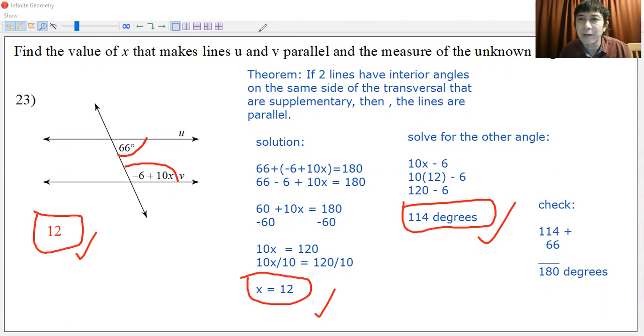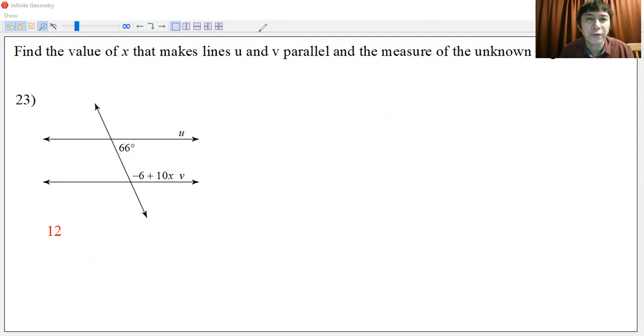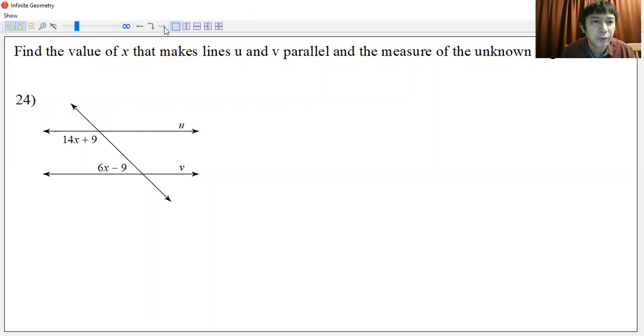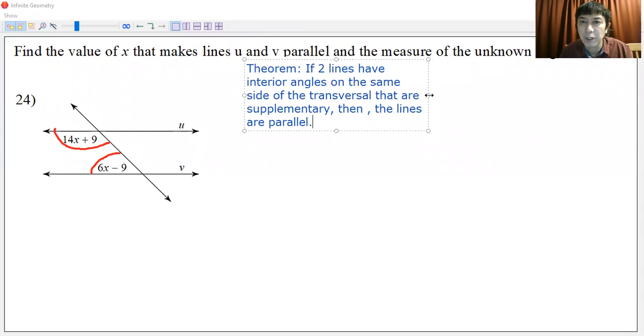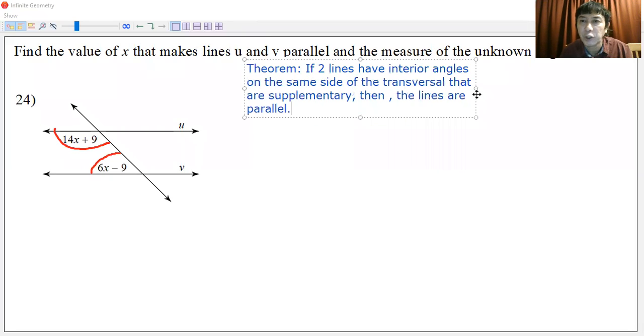Last number. Let's have our last number, number 24. Here is number 24. The same configuration. This angle and this angle are two interior angles on the same side. So we apply the same theorem. If two lines have interior angles on the same side of the transversal that are supplementary, then the lines are parallel.